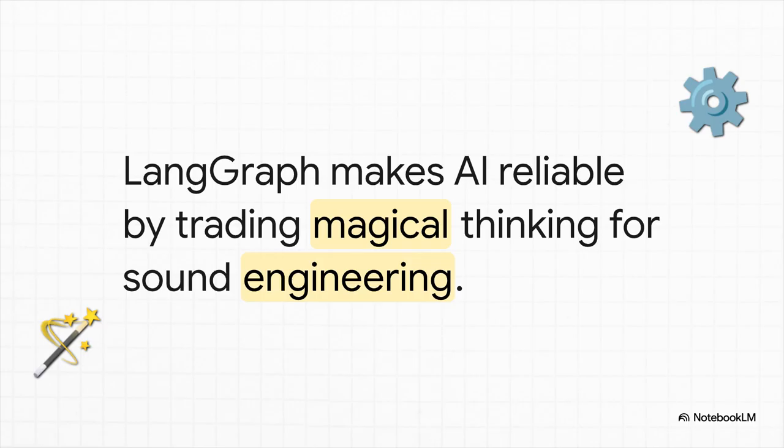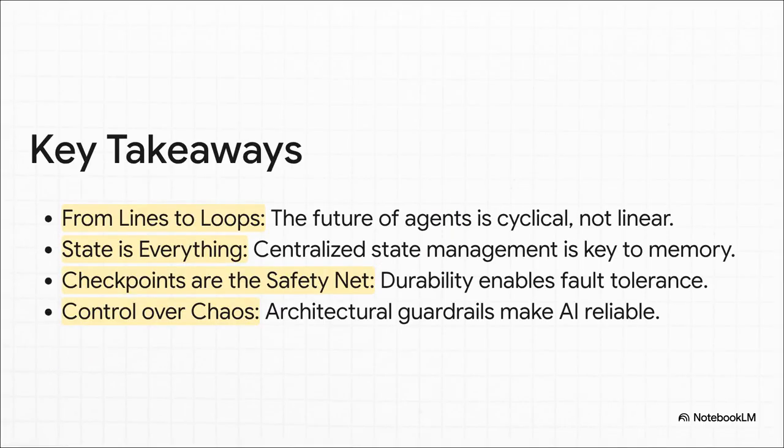It provides a real architectural framework to build, manage, and govern these complex AI processes so you get predictable and reliable behavior. So if you remember anything, remember these key takeaways. First, the big shift from straight lines to dynamic loops. Second, that state is everything, that centralized state management is the key to memory and reasoning. Third, that checkpoints are your safety net, giving you fault tolerance, time travel, and human oversight. And finally, it's about gaining control over the chaos, putting architectural guardrails on AI's probabilistic nature to make it reliable.